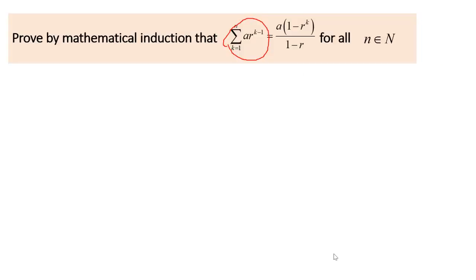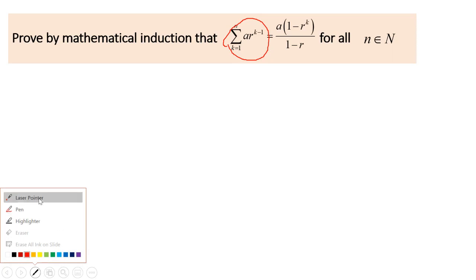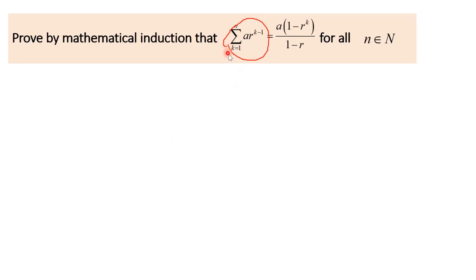So the first thing we're going to do is prove by mathematical induction. If you look here, I've already highlighted this, but I sincerely hope that you recognize this formula and that it is the sum of a geometric series. So we want to prove by mathematical induction that the sum of a geometric series is equal to a(1 minus r to the k) over 1 minus r. You know the formula well.